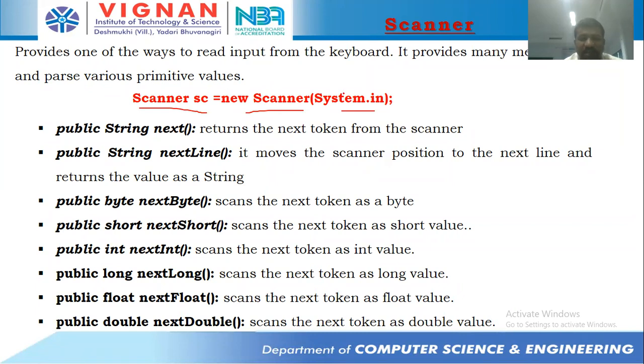And here Scanner s = new Scanner(System.in). The meaning of this is we are establishing a connection with the keyboard. System.in represents the keyboard. And we have some set of methods over here. Public String next, which returns the next token from the scanner in the form of string. And nextLine moves the scanner position to the next line and returns the value as a string. nextByte scans the next token as a byte.